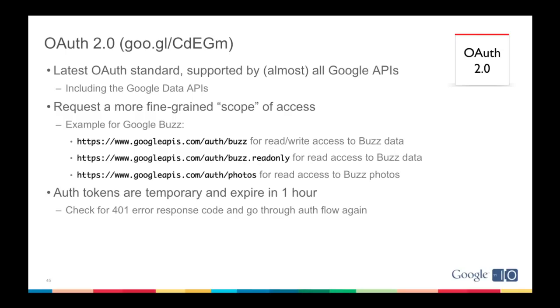But why do we love it as an authentication mechanism? It gives the user a lot more control over the amount of data that they give the application. One nice thing about OAuth is it allows you to specify a scope of access. Do I want to give full read-write access to Buzz, or just read-only? Do I want to give access only to the photos? So scopes are very convenient that way.